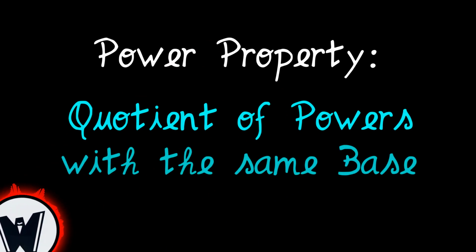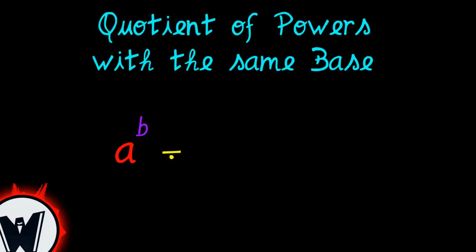Quotient of powers with the same base. In the quotient or division of powers with the same base and any value for the exponent, one can simply give the same base and subtract the exponents. This is very similar to the property of the product of powers with the same base, but now instead of adding the exponents, we subtract them.